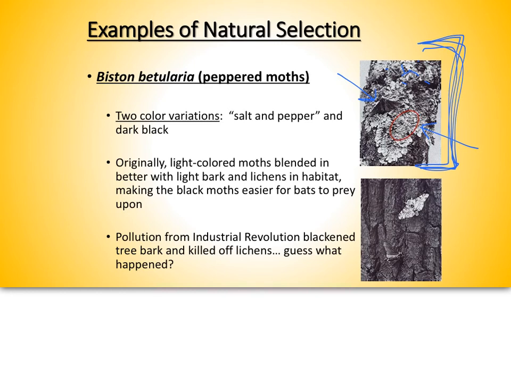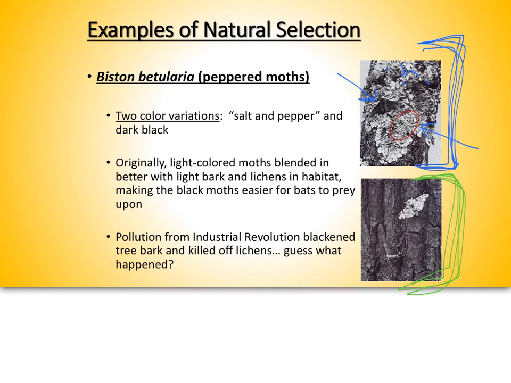Now, then you bring in the Industrial Revolution. Factories are built, pollution runs rampant. The lichens that used to grow on the trees die, and the soot and ash from these factories lands on the trees and makes them very dark. And check out what situation 2 starts to look like. Now the salt and pepper moths stick out like Christmas lights, and the dark moths blend in.